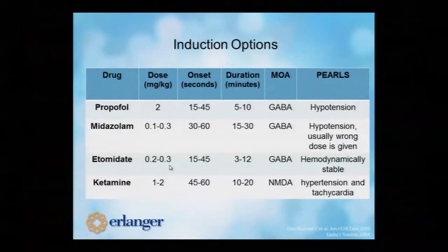So etomidate you give 0.2 to 0.3 milligrams per kilo, which is usually around 20 to 30 milligrams. And then for ketamine, we give 1 to 2 milligrams per kilo. They both have similar onset and duration, ketamine lasting a little bit longer than etomidate, but both less than 20 minutes. And then etomidate's a pretty hemodynamically stable agent. There's not a lot of hypotension seen with this medication. And with ketamine, it can actually cause hypertension and tachycardia, which could be advantageous in some of your patients.